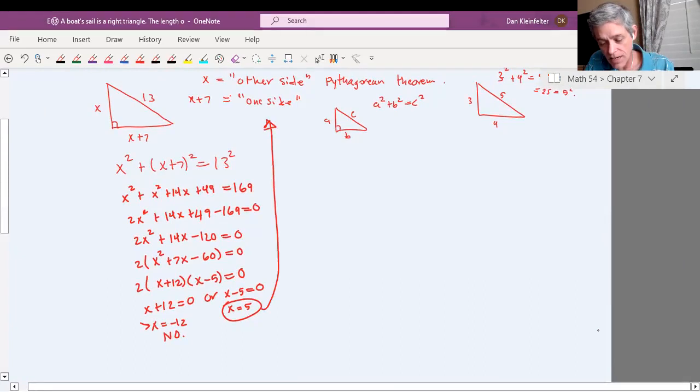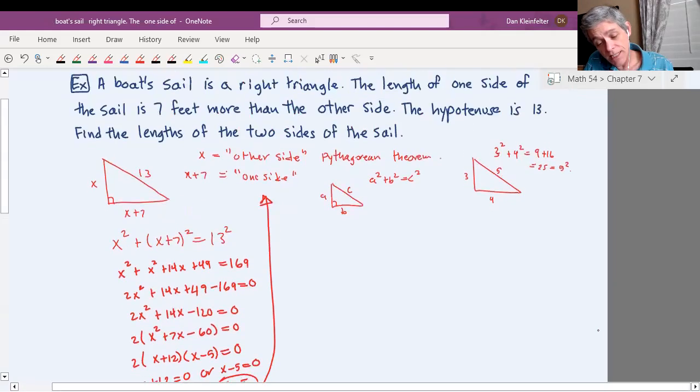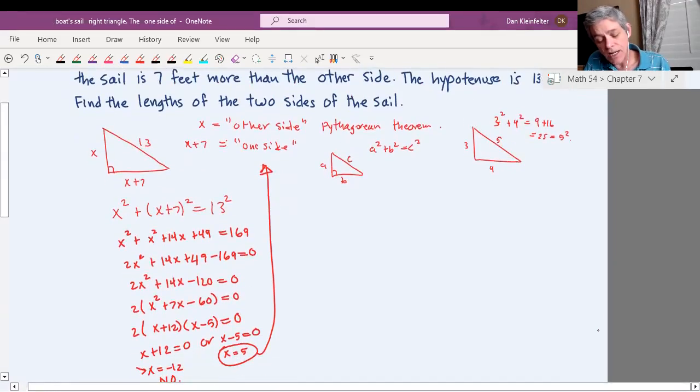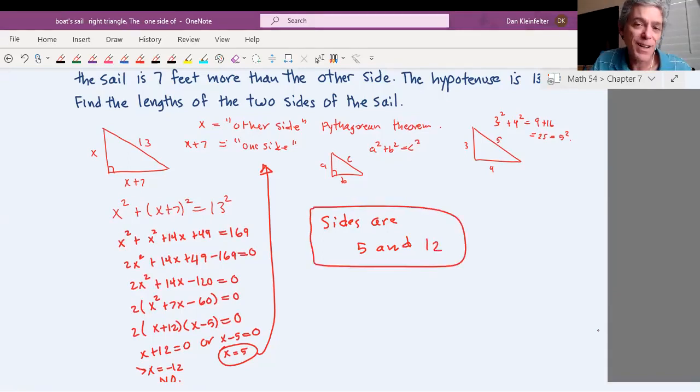So we know that what I've labeled as the other side is 5. The one side is 7 more. 5 plus 7 is 12. The question is asking us for the lengths of the two sides. So the sides are 5 and 12. And then the hypotenuse was 13.